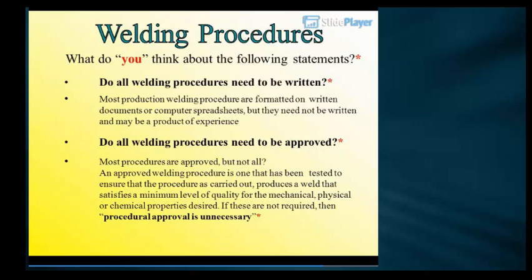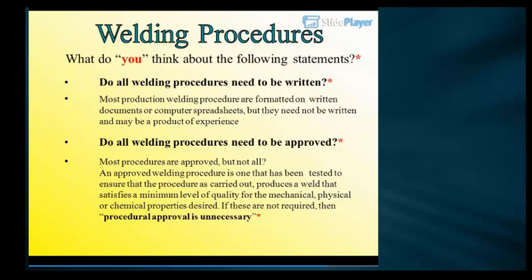Welding procedures. What do you think about the following statements? Do all welding procedures need to be written? Most production welding procedures are formatted on written documents or computer spreadsheets, but they need not be written and may be a product of experience.